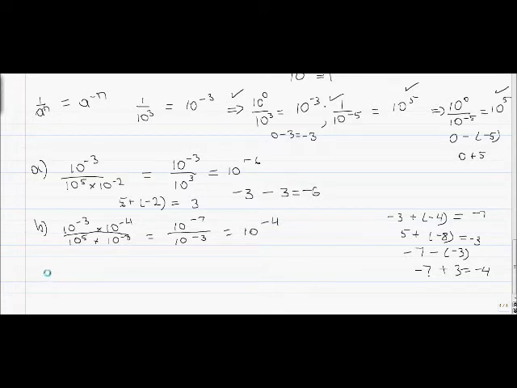Another problem. 2.4 times 10 to the negative 3, multiplied by 3.5 times 10 to the 23rd.